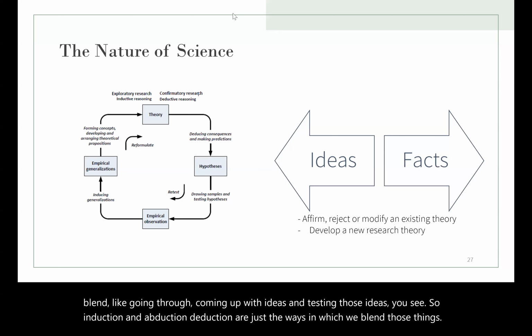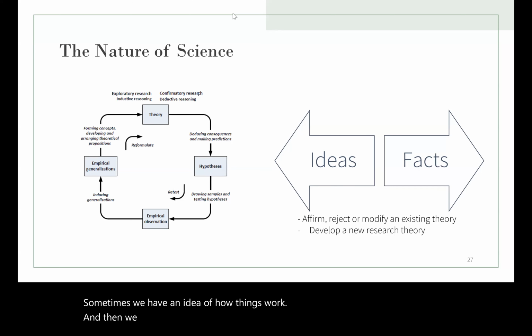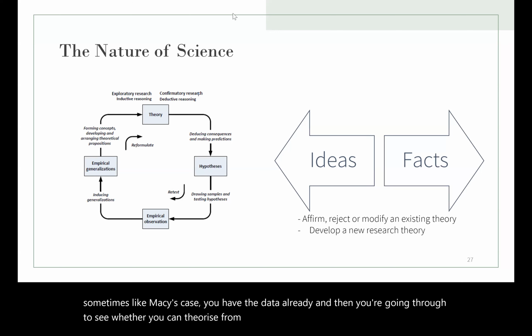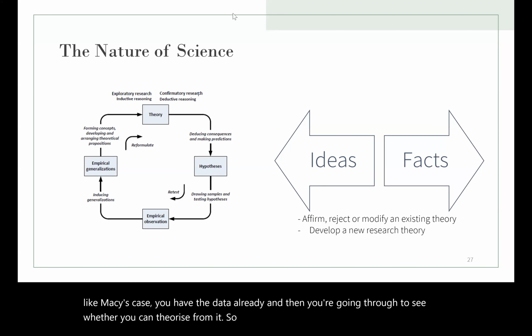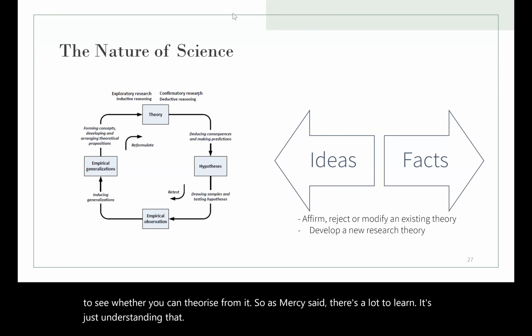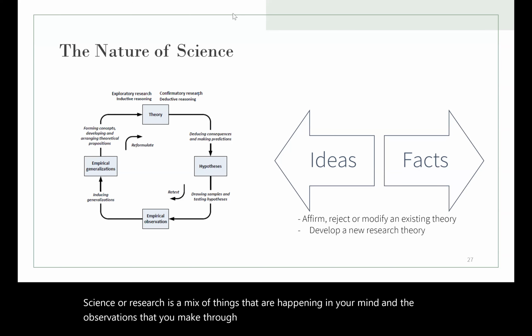Sometimes we have an idea of how things work and then we test it out through a hypothesis and then we collect data. Or sometimes, like Mercy's case, you have the data already and then you go through to see whether you can theorize from it. So as Mercy said, there's a lot to learn. It's just understanding that science or research is a mix of things that are happening in your mind and the observations that you make through your senses and how you connect these things to generate knowledge.